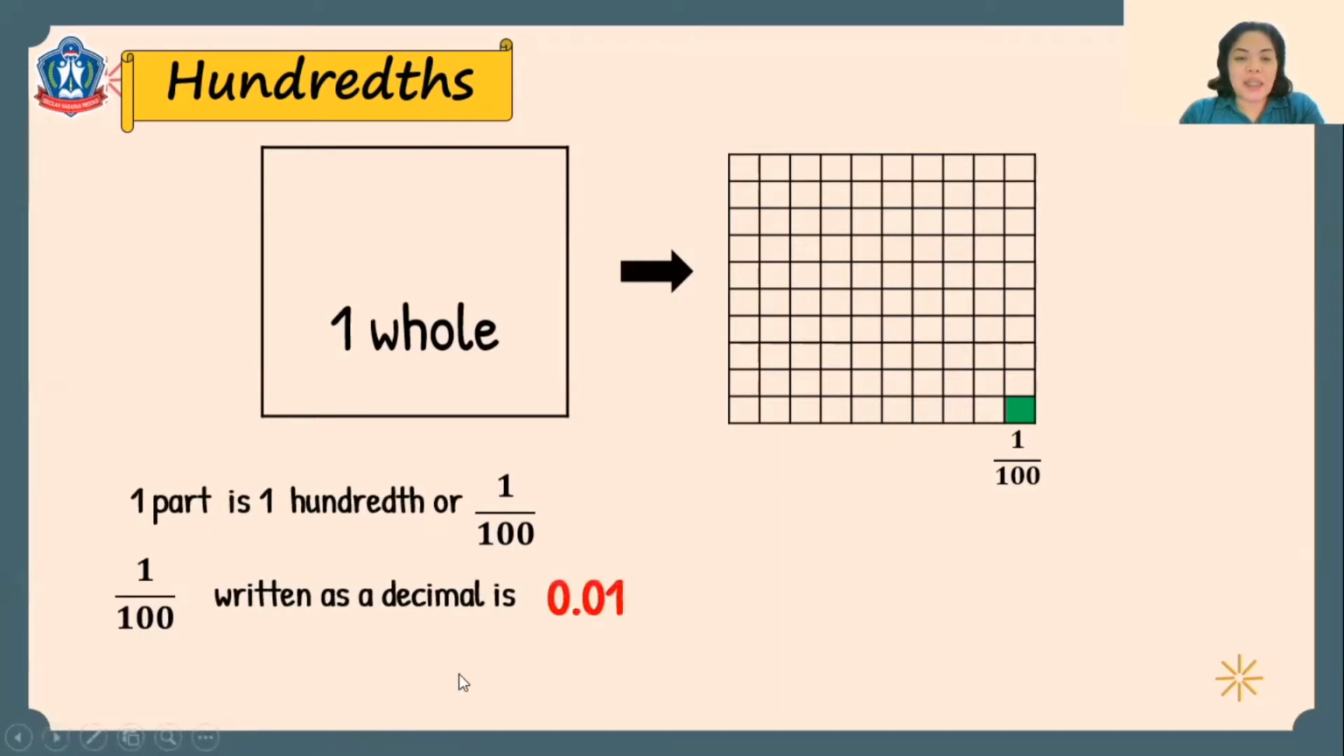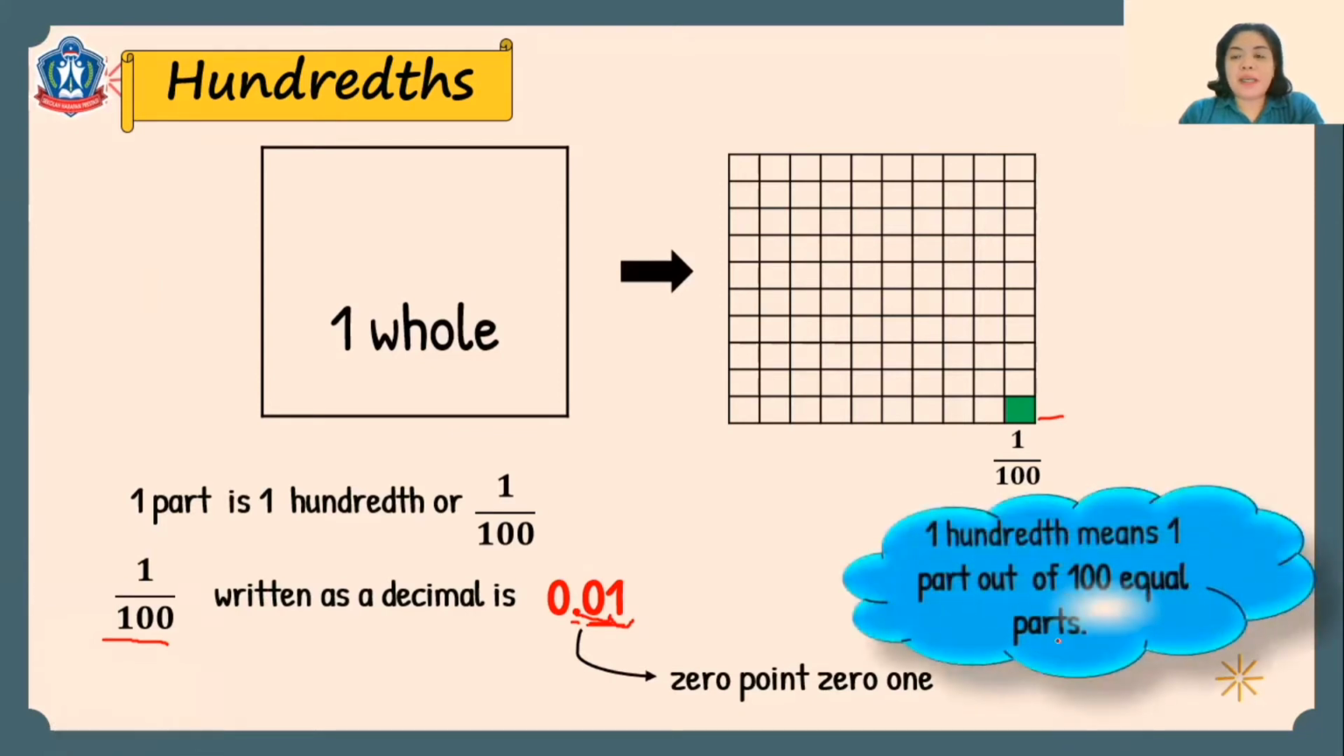It will look like this, 0.01. So take a look, children. It's different from tenths. From the decimal point, we have two decimal places, 1, 2. Two decimal places means that it is part of hundredths. So this part here is one part of a hundredth. Remember that a hundredth means one part out of 100 equal parts.